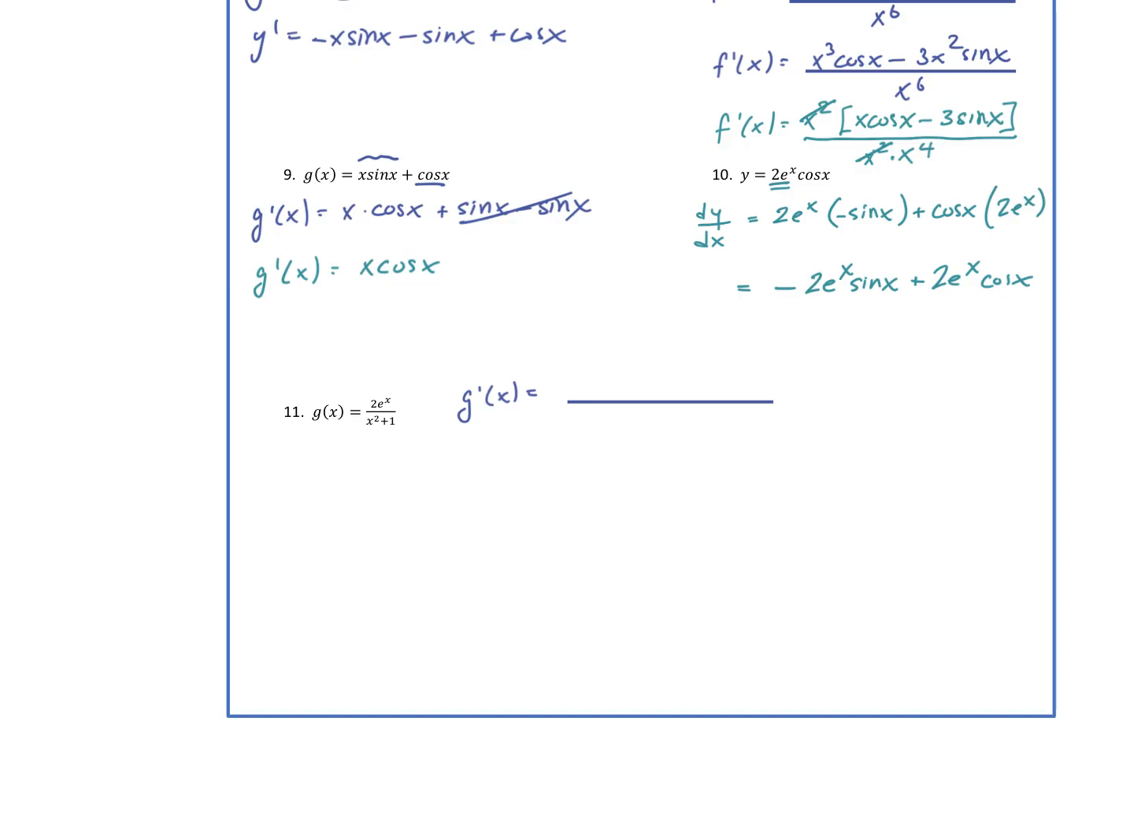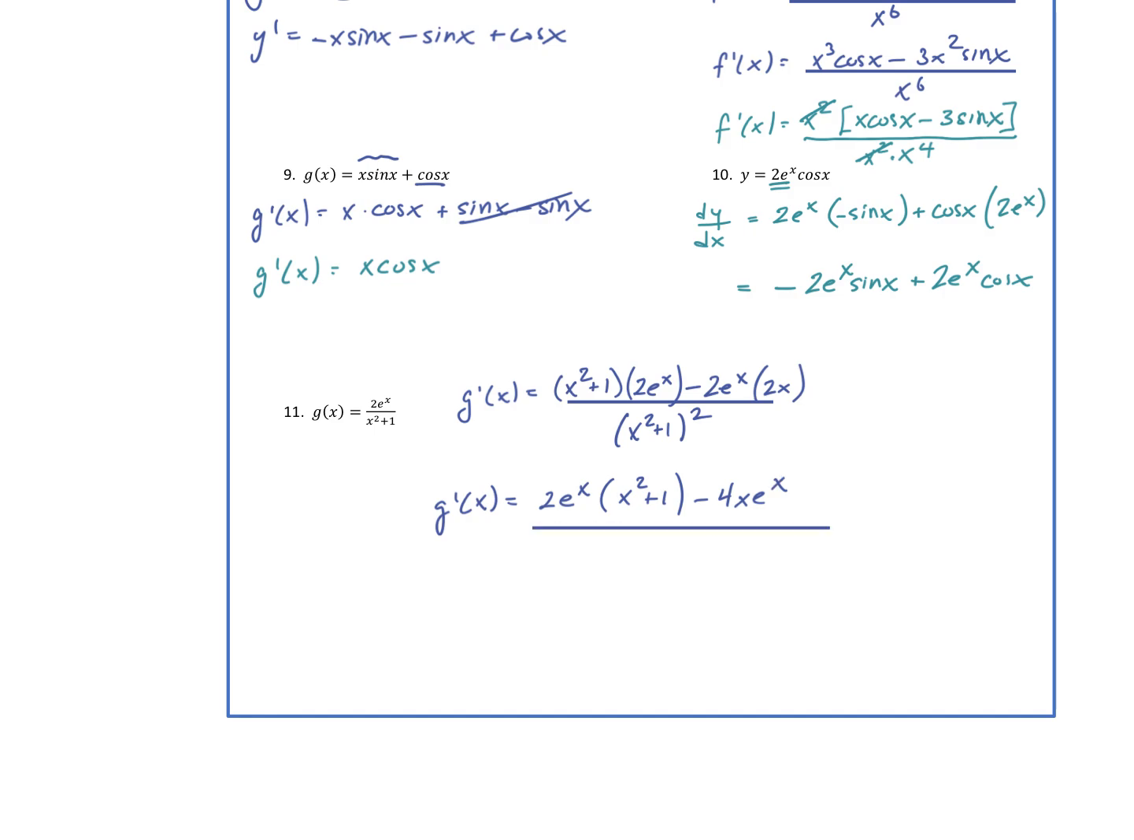We have low d high minus high d low, all over the bottom squared. And the second, right, is 2e to the x times x squared plus 1 minus 4x e to the x, all over x squared plus 1 squared.